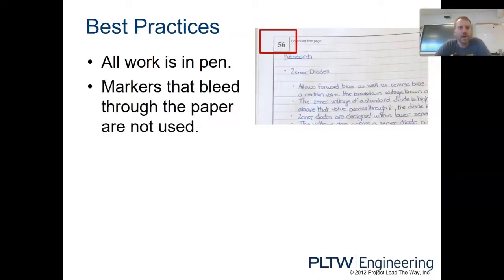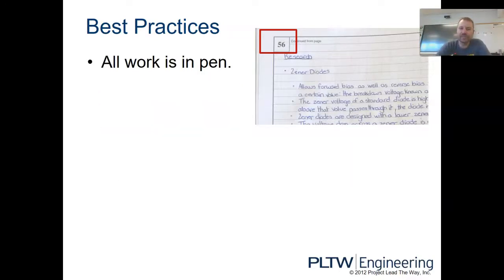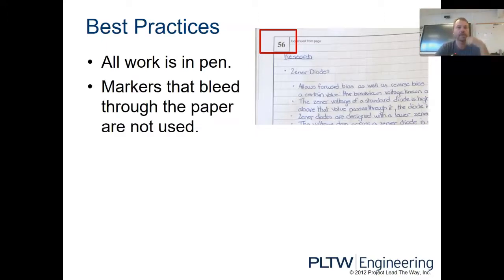Best practices. Your work should be in pen, and you might think that that's counterintuitive. Like, what if I make a mistake? It's okay to make mistakes, but it's important that it's in pen because you can't erase it, so it can't be put in there after the fact. Pen always. Markers that bleed through, you don't want to do that.